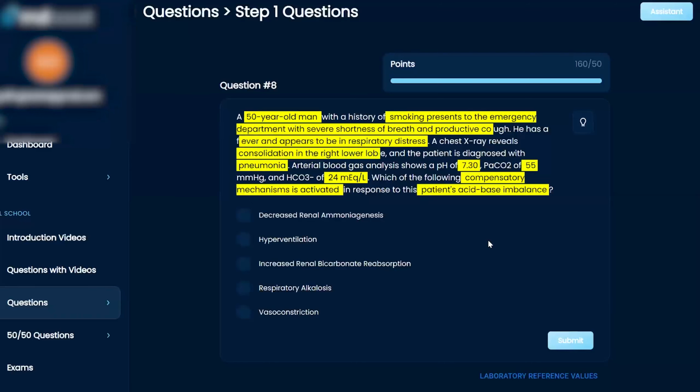Okay, so given that he has a super high PaCO2 with a low pH, and he's acidotic, he's in respiratory acidosis, and what would happen is you would increase your reabsorption of bicarbonate. So I'm going to say C, and that's my gut answer. I don't think it's hyperventilation.